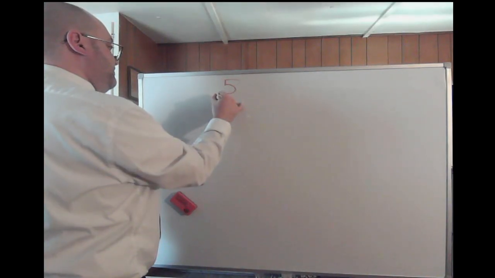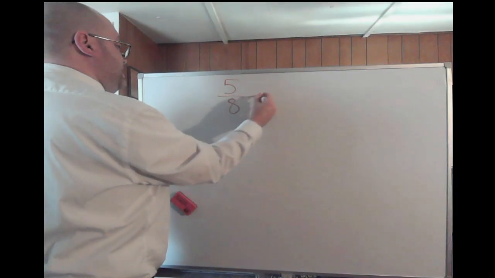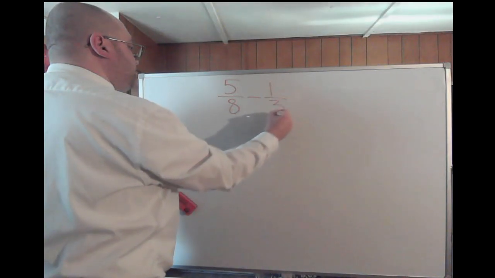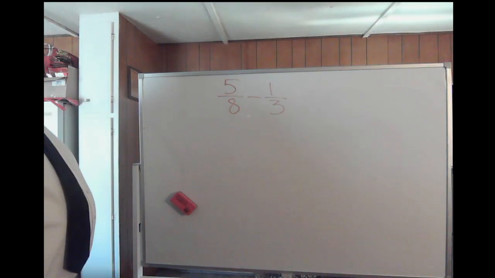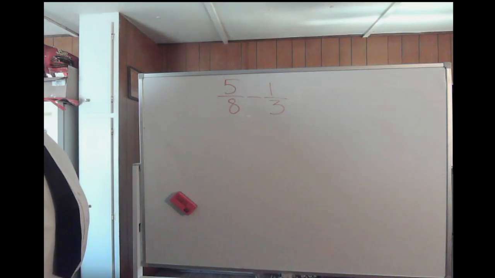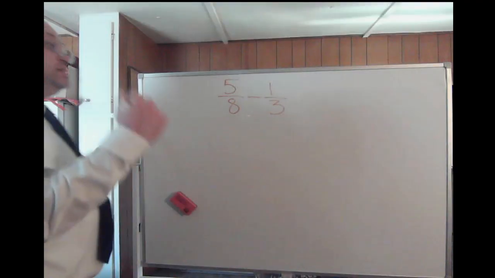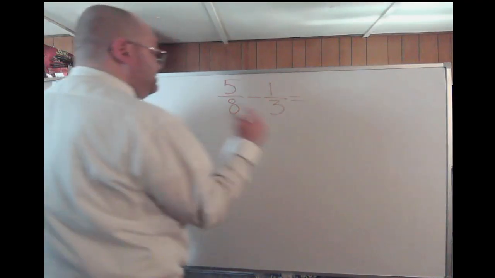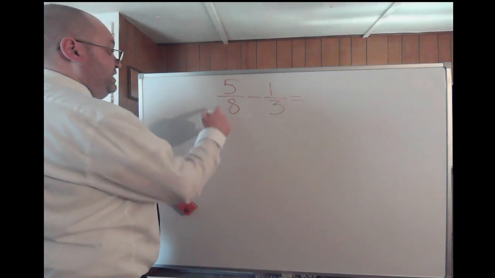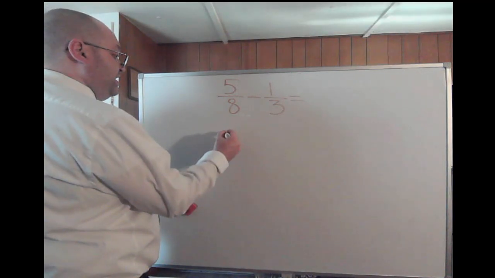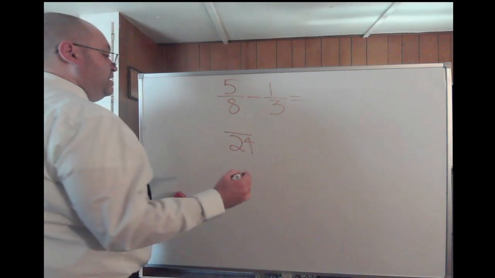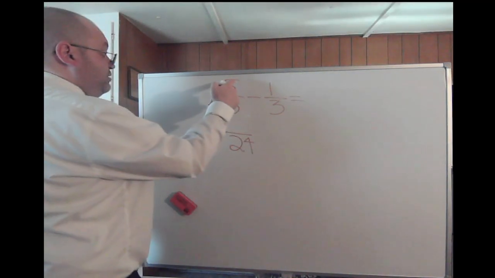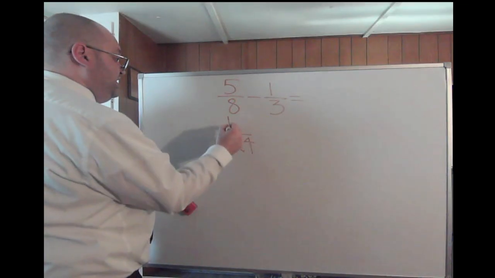All right, simpler fractions. We have 5/8 minus 1/3. Well, we need to find the least common denominator of 8 and 3 in order to proceed. In this case, it's going to be 24. So we need to convert, in the first fraction, that 8 into a 24. We do so by multiplying by 3. Which means we need to multiply the 5 by 3, which would give you 15.